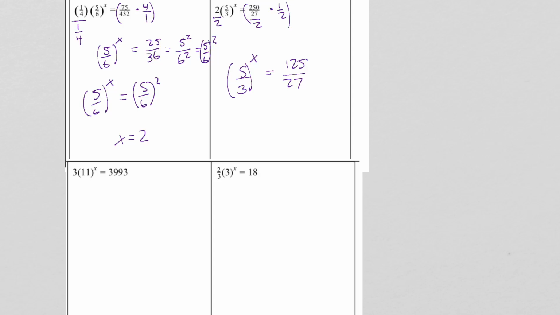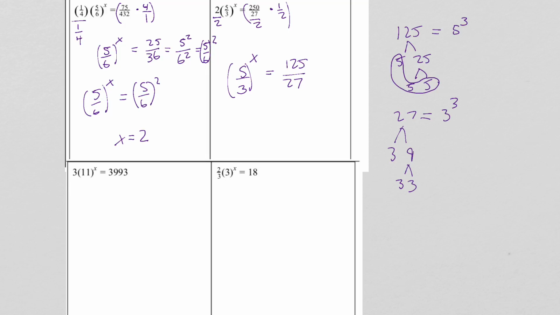So now we have to ask ourselves, we have to break down this 125. Right, 125 is divisible by 5. I think it's 5 and 25. And then that's divisible by 5 and 5. As a product of primes, 125 is equal to 5 to the 3rd. 27 is divisible by 3 and 9. And 9 is divisible by 3 and 3. So as a product of primes, it's 3 to the 3rd. So basically what you have is 5 to the 3rd over 3 to the 3rd, which is the same as 5/3 to the 3rd. So x is equal to 3 in this scenario.